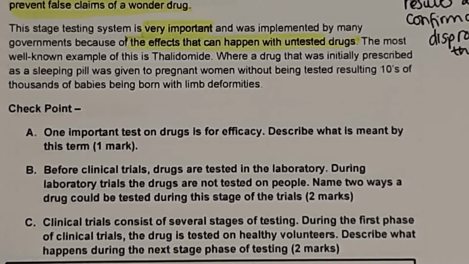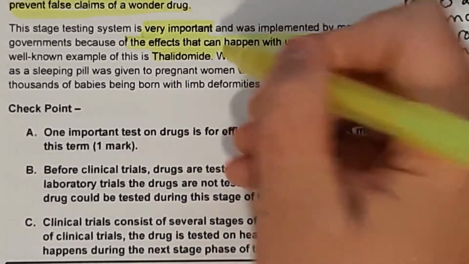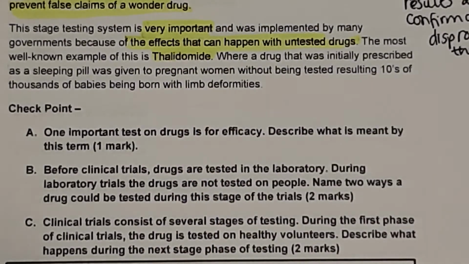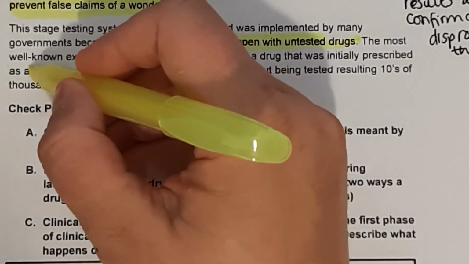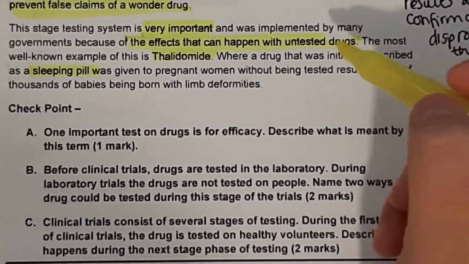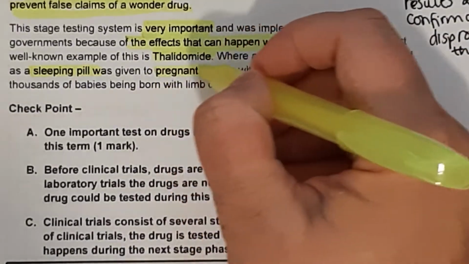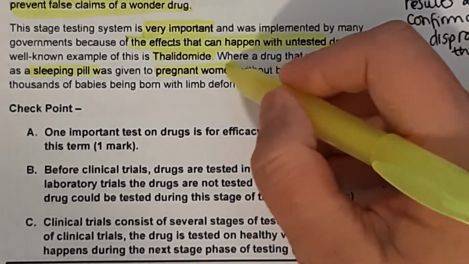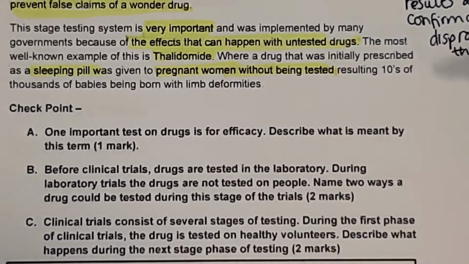So this well-known example is called thalidomide. It's a drug that was initially prescribed as a sleeping pill, okay? It was given to pregnant women without being tested. And because it wasn't tested on pregnant women, it was only tested on regular women and everything was fine. They didn't know that it had an effect on the unborn baby.